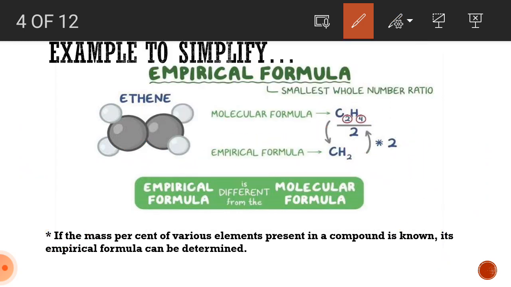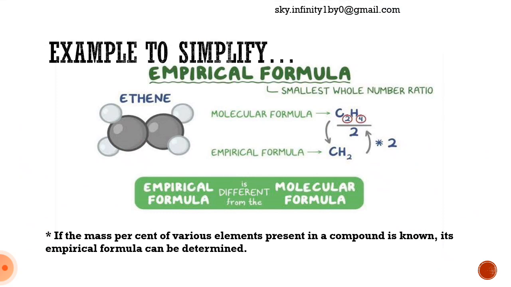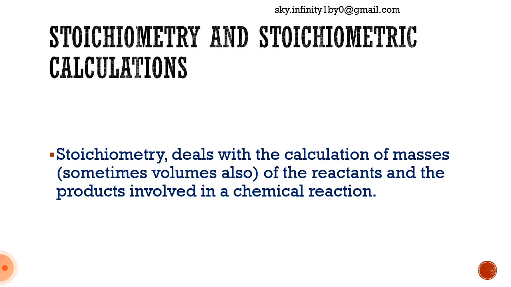It needs to be kept in mind that if the mass percent of various elements present in a compound is known, then its empirical formula can be determined. So if you know the mass percent of any element, then you can easily find the empirical formula. Now let's move on to stoichiometry and the stoichiometric calculations.